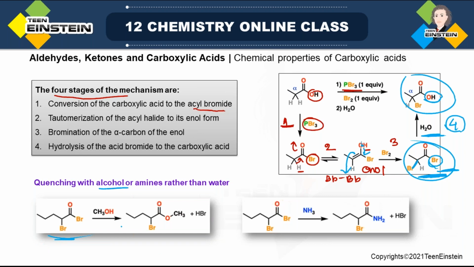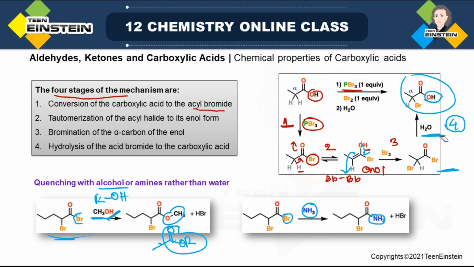So instead of taking water, if you have taken methanol, that is any alcohol, not just methanol, then what is happening? This Br is now replaced by this methoxy group. So in general, if you take ROH, it will be COOR. So you are getting basically ester, alpha bromo ester, fine. And if you are using ammonia instead of water, now Br is replaced by NH2 and you are getting alpha bromo amide.